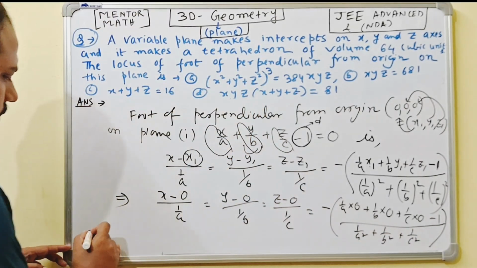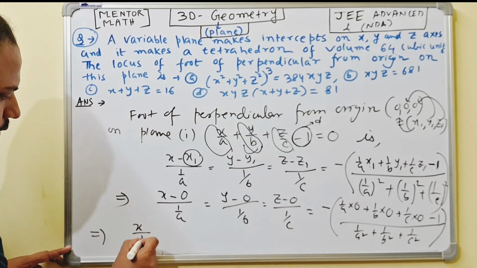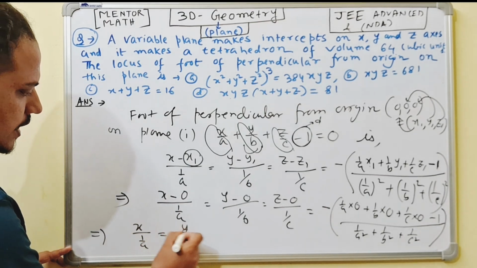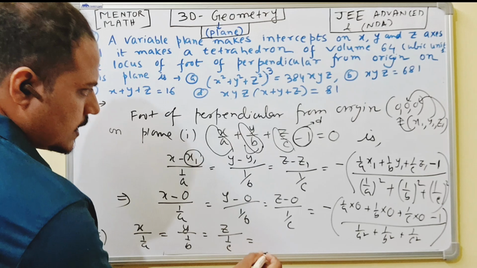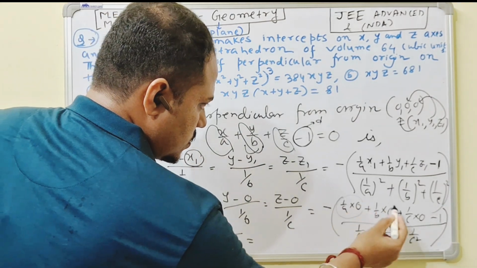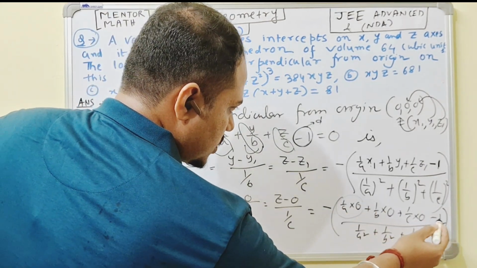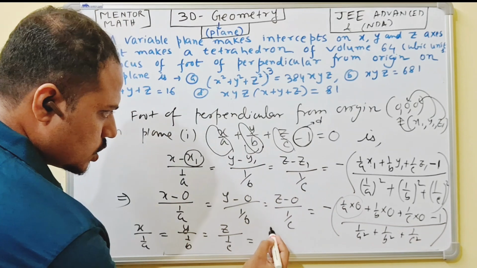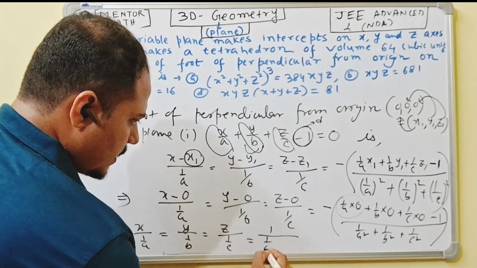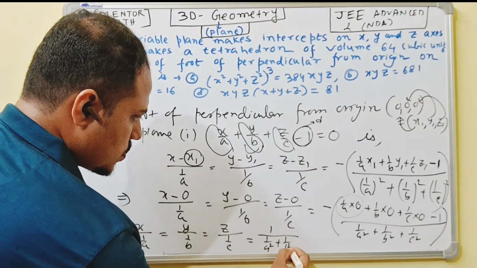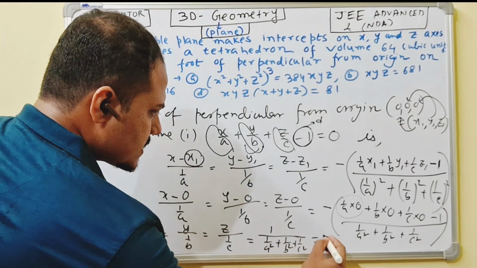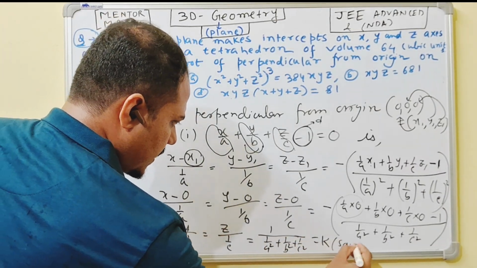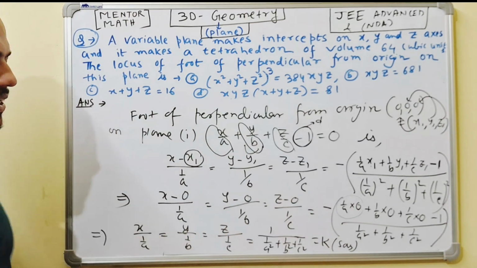So finally you got x by 1 by a is equal to y by 1 by b is equal to z by 1 by c is equal to, all are 0. This is 0, this is 0, this is 0, this is only minus 1. So minus minus plus, so 1 by a square plus 1 by b square plus 1 by c square. You can take that value as k. Let us take say k. Okay, you can take that value as k.